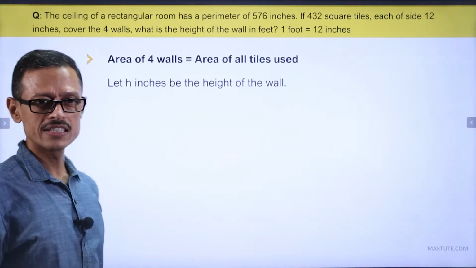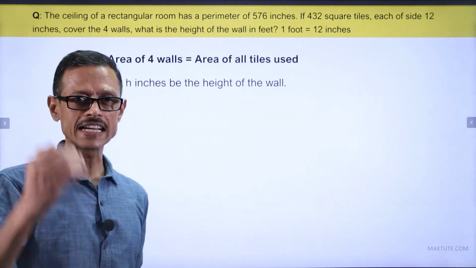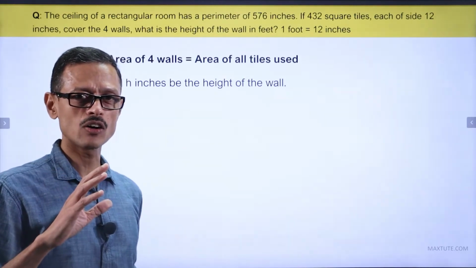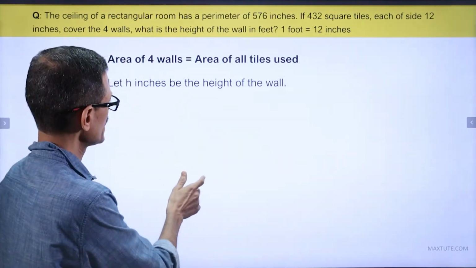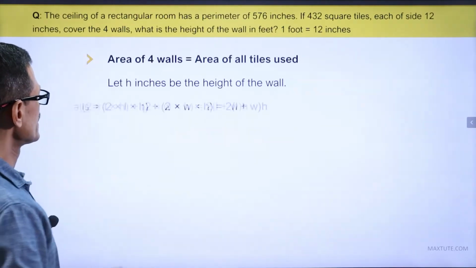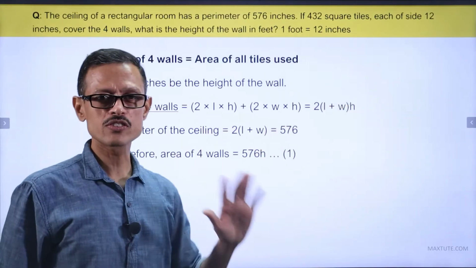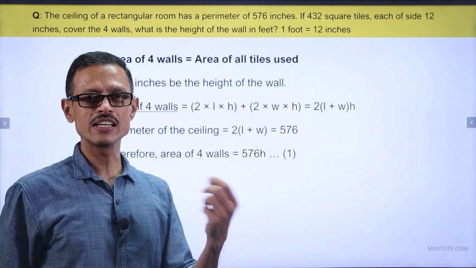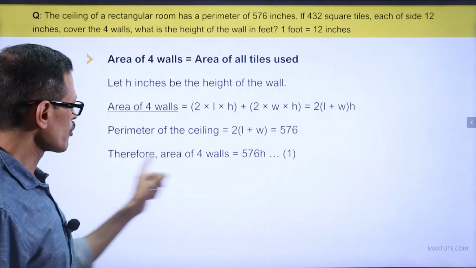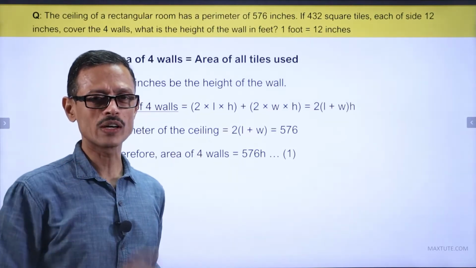This is how it basically works. Area of four walls is equal to area of all tiles used. I'm going to assume one variable, which is the height of the room, and I'm going to assume it in a variable of h inches. So step 1, we're going to compute the area of all four walls. Area of all four walls basically is 2 times of LH plus 2 times of WH, which is 2 times of (L plus W) into H. 2 times of (L plus W) is nothing but the perimeter of the room, which is equal to 576. So area of all four walls is 576H. Step 1 done. We'll call it as 1.